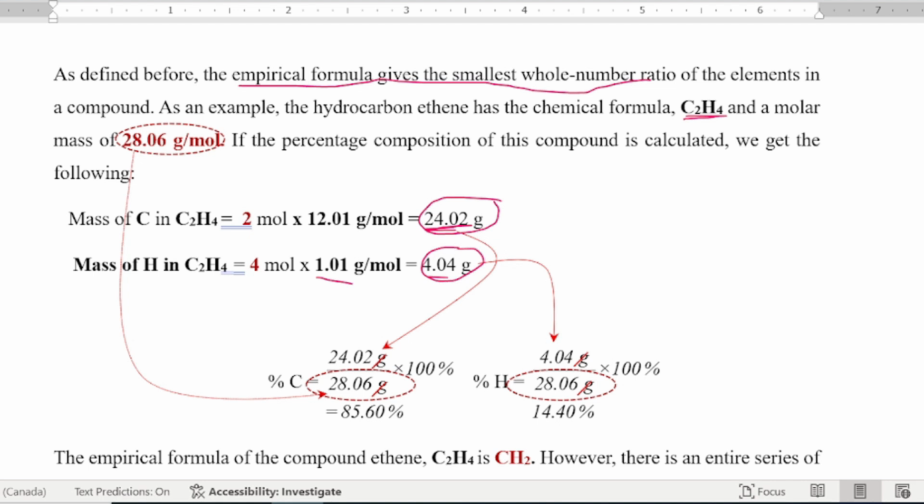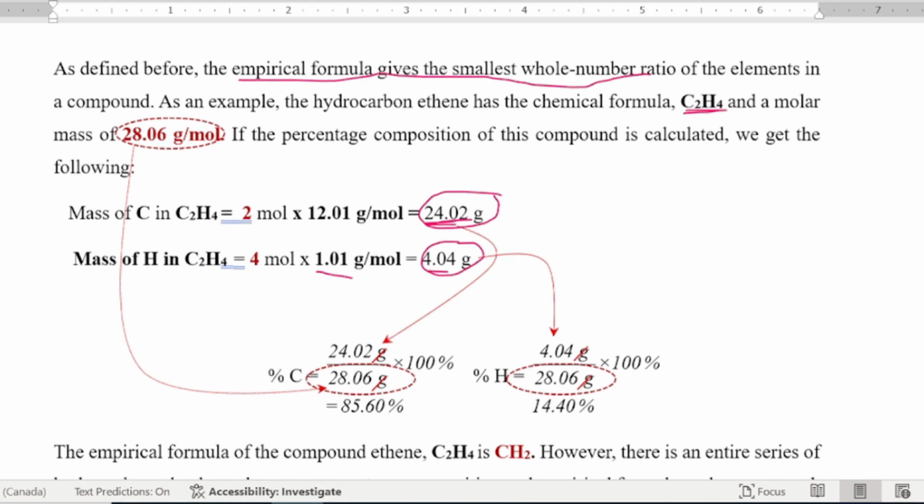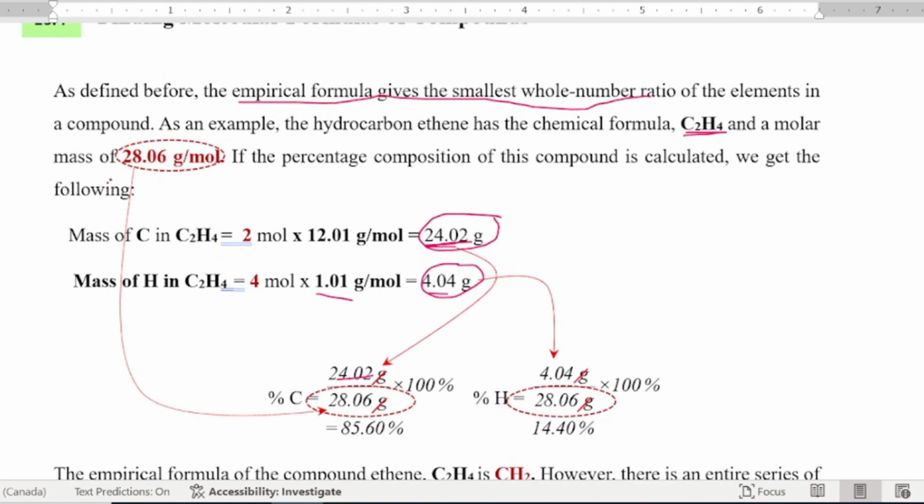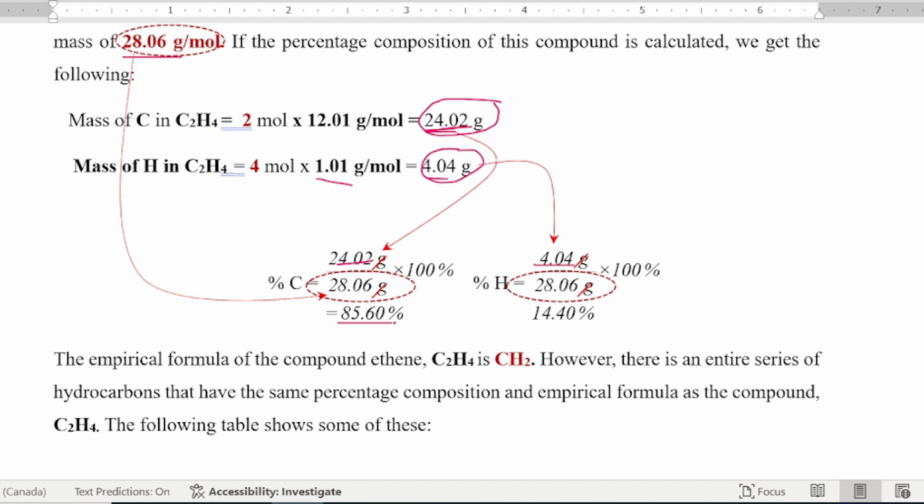And then you take 4.04 grams and divide it by the molar mass of the compound, which is 28.06, and then you multiply that by 100, and that will give you the percentage composition for hydrogen. So the percentage composition for carbon is 85.60% and hydrogen is 14.40%. Okay. So you can see now we are saying that this here is the empirical formula for this compound.